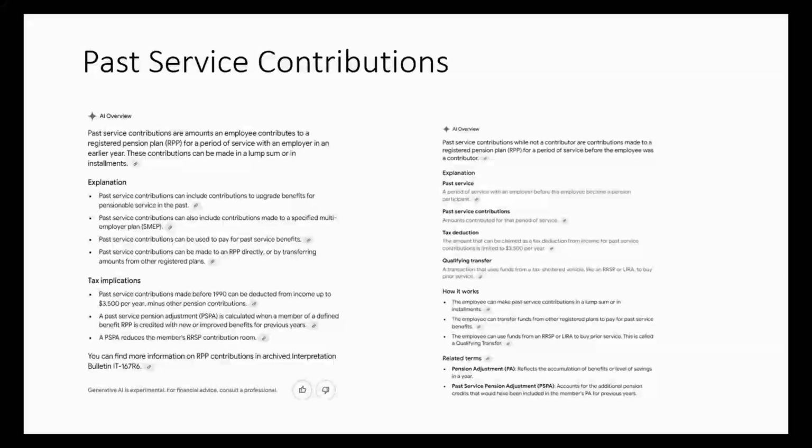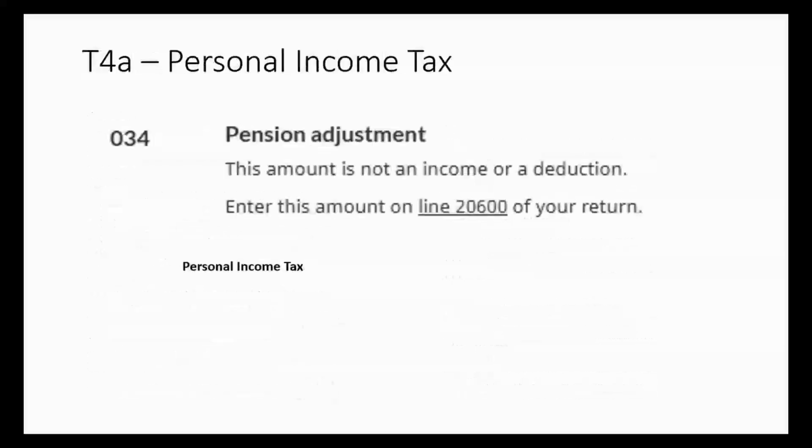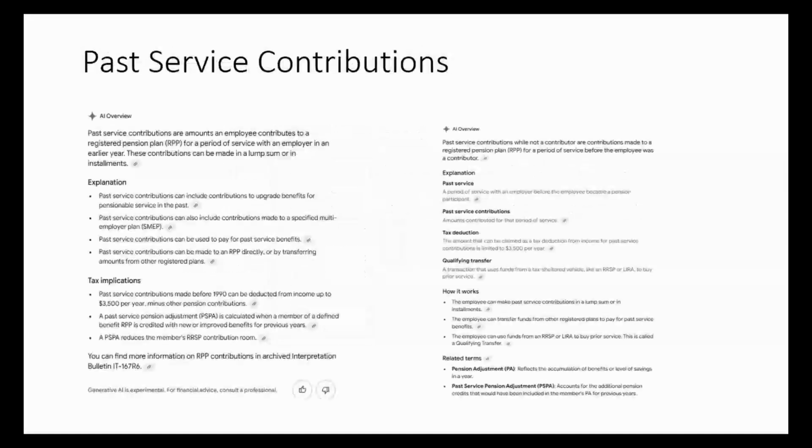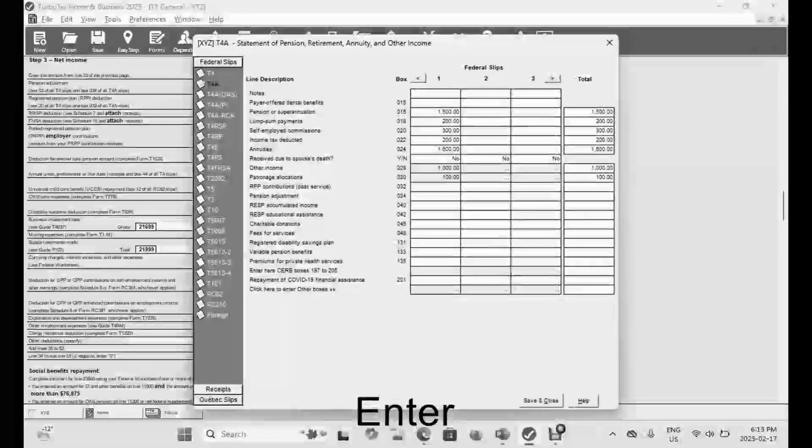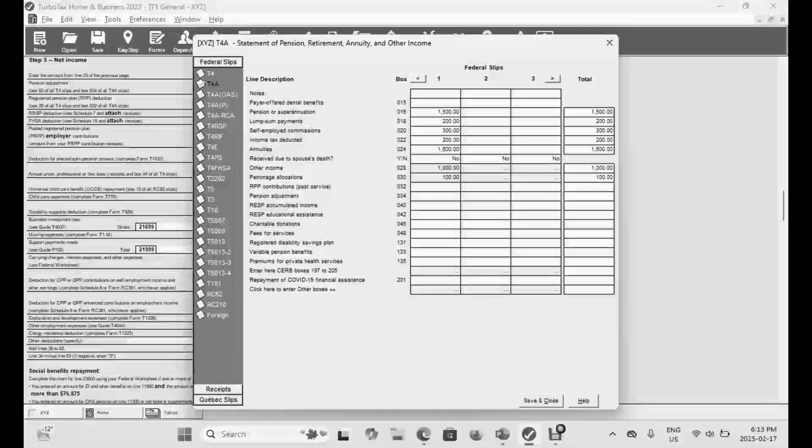Okay, how it works. The employee can make past service contributions in a lump sum or in installments. The employee can transfer funds from other registered plans to pay for past service benefits. Okay, so for past service contributions, this will be box 32 or code 32, RPP contributions, registered pension plan contributions.